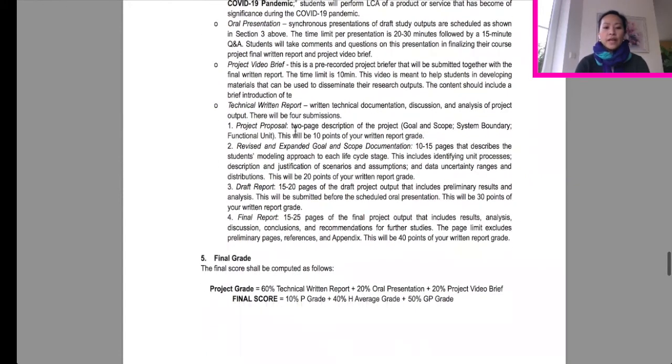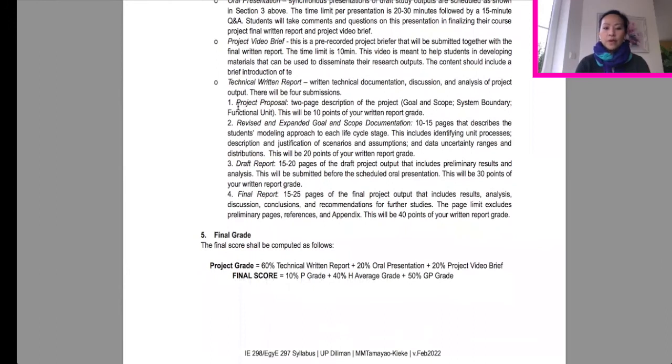And then in terms of the technical written report, you have your project proposal, which will constitute 10 points of your written report grade. The revised and expanded goal and scope documentation is going to be 20 points. And I already included here what is expected of each written output, the draft report, as well as the page limits. The draft report will be 30 points, and then the final report will be 40 points of your report grade.